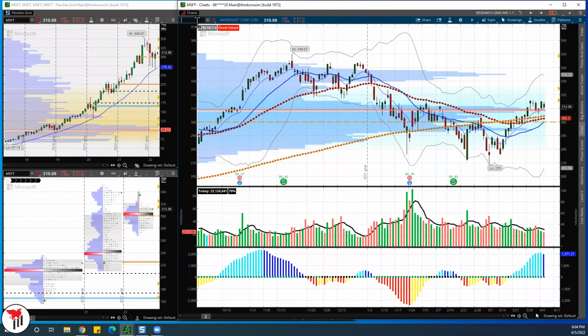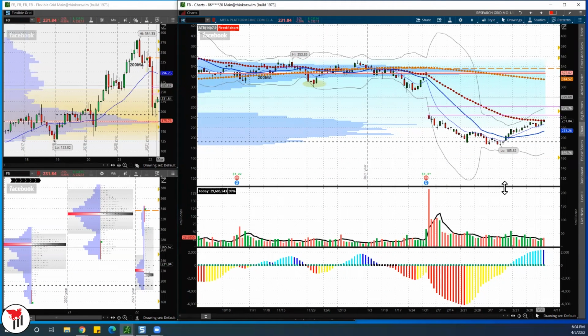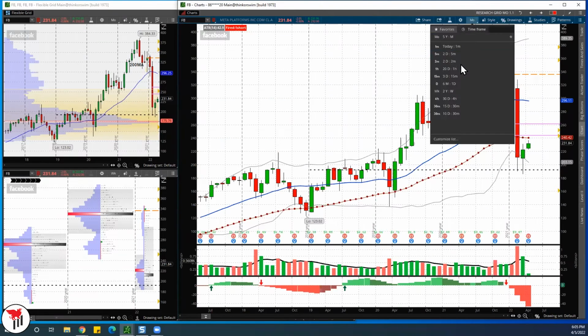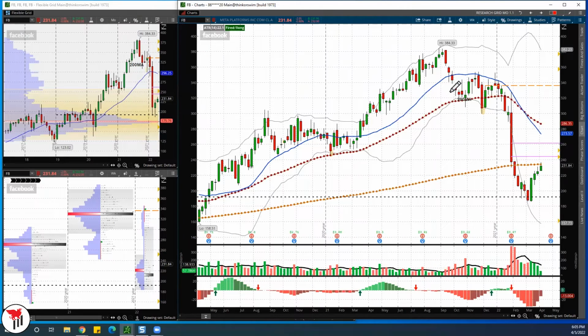Facebook, Meta. So let's do the Facebook. And okay, so we have the test at the 200. We talked about this last time. Now, what I'm looking at here is a reversal trade. Like I said, if we go into the weekly, look at the monthly. I mean, the monthly is downtrending. No doubts about it. The weekly, look at that.